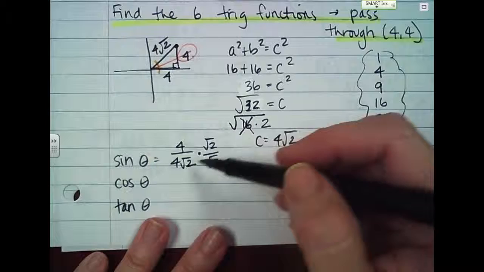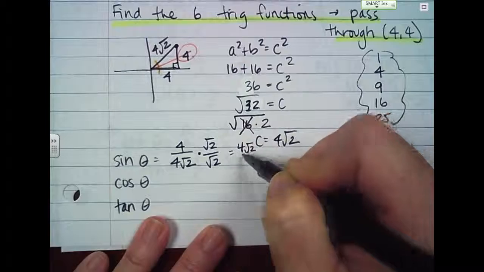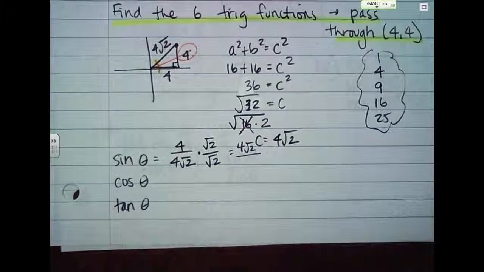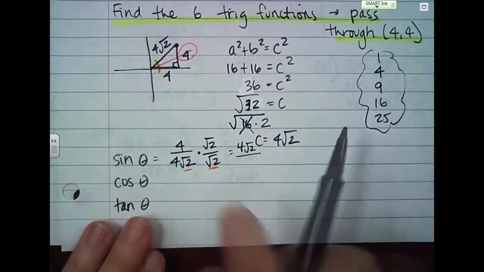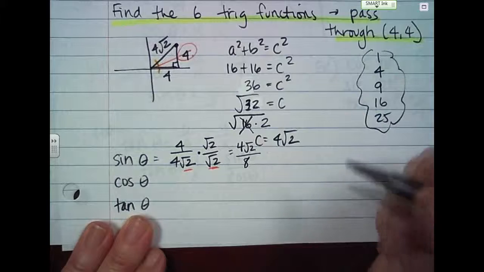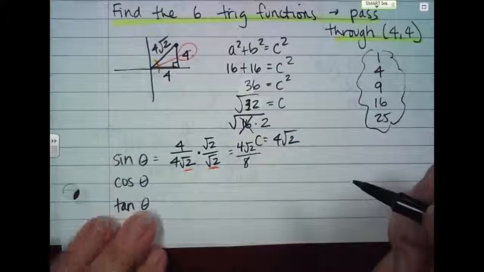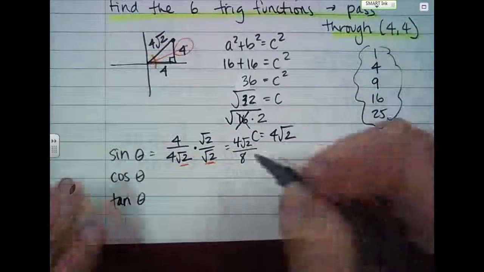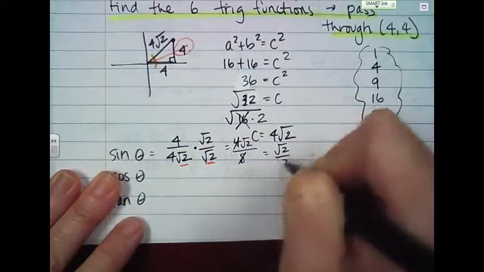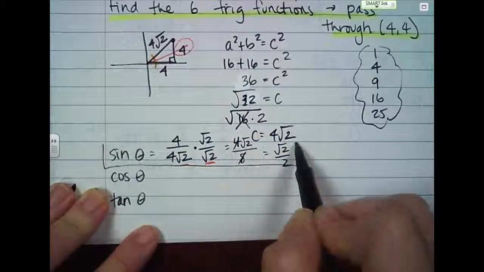Now be careful. Watch this. On the top, you end up with 4 root 2. On the bottom, what happens when I take root 2 and multiply by root 2? I get root 4, which drops to be what? What's the square root of 4? 2. So these two together make 2, and 2 times 4 makes 8. Now, can I cancel the 4 and the 8? Yeah, because they're both outside the radical. They have to both be outside in order to cancel. Good, which is root 2 over 2. Took a lot of work to get there.